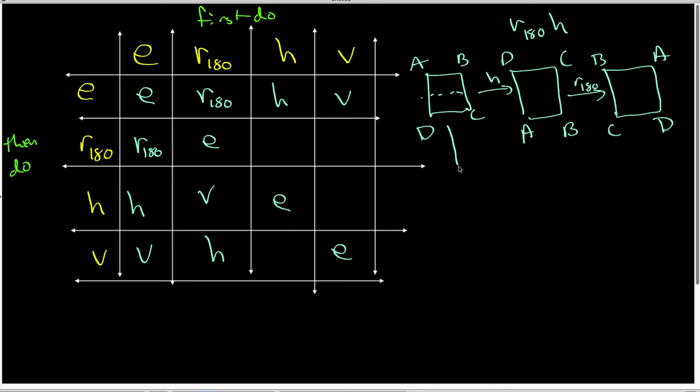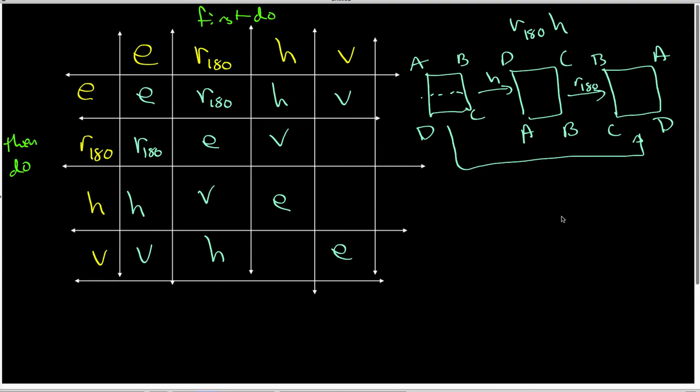And if I start looking at going from here to here, what I want to notice is that all I did was a vertical flip. So H followed by R180 is a vertical flip.